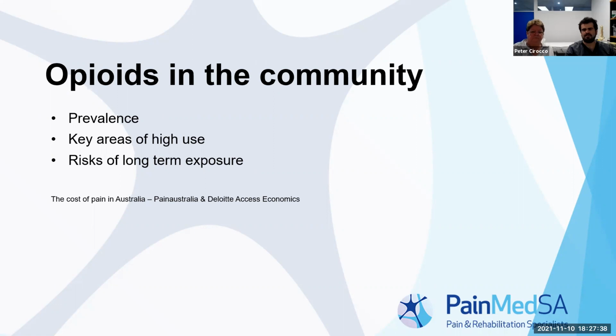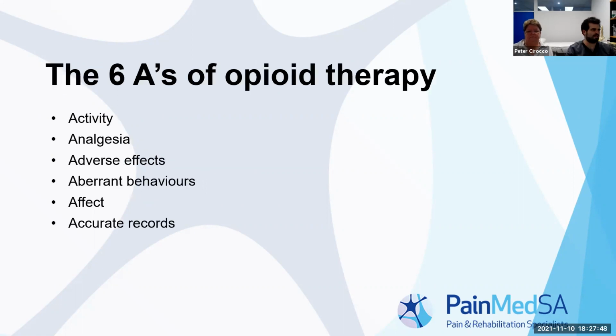So, of course, it's the what next in regards to opioid therapy and how you go through the management of that. And that's a part of the 6 A's as well. So the 6 A's are your activity, analgesia, adverse effects, aberrant behaviours, affect, and accurate records. And of course, what are all of them? So you've got your activity, and that's basically what progress can be made for the patient's functional goals. So the key here is you're on opioid therapy, but what are you looking to achieve in regards to minimising your pain? What do you want to get back to?